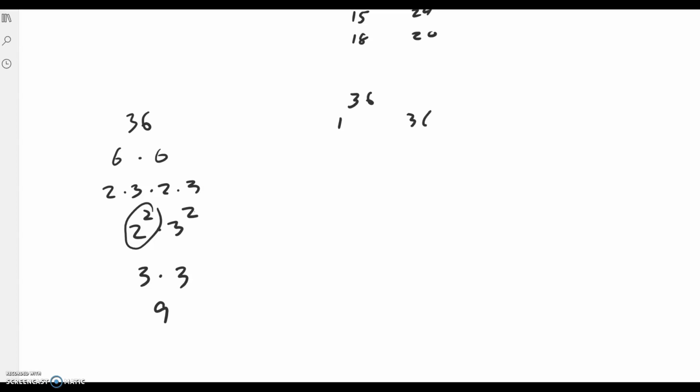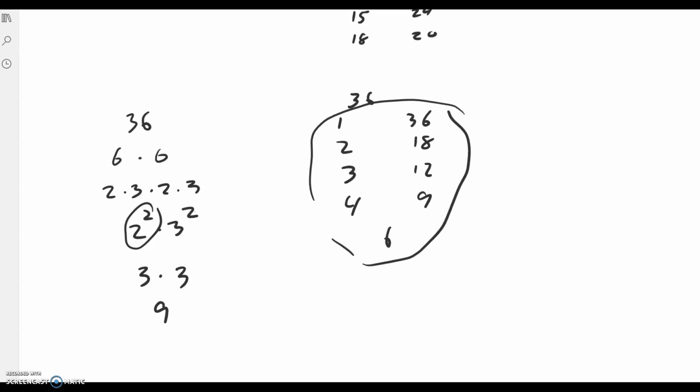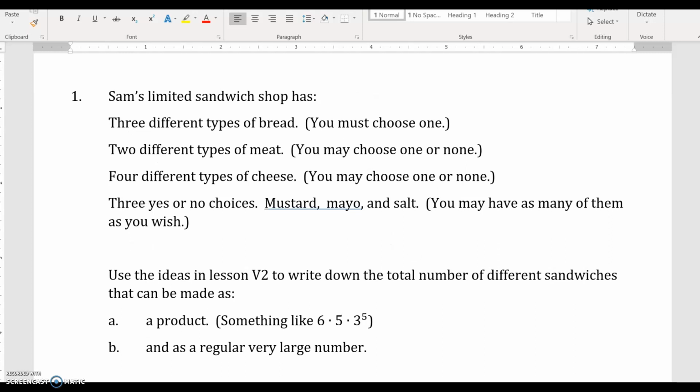So we have 1 and 36, 2 and 18, 3 and 12, 4 and 9, and 6 and 6. But we don't need to list a factor twice. And so there's the 9 factors that the counting principle predicted. Now let's do a couple problems that are like your homework problems.